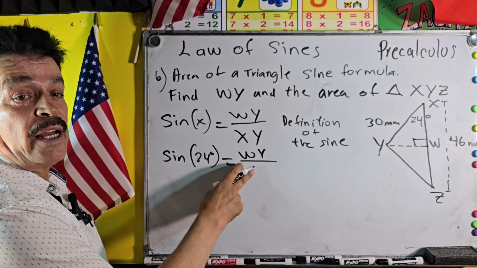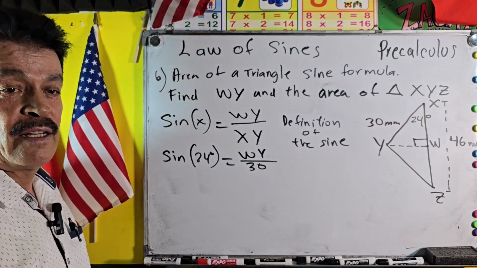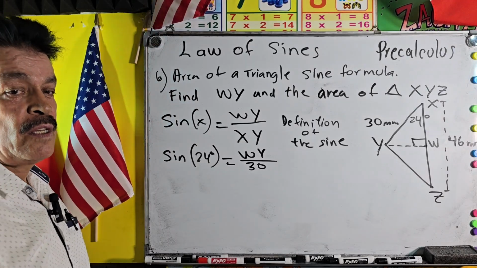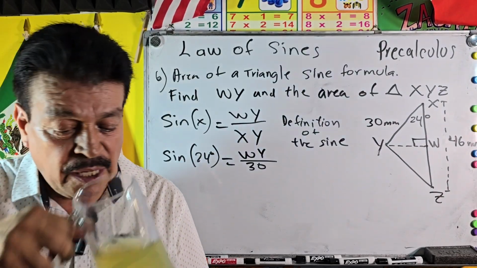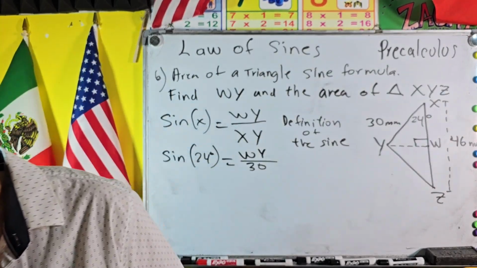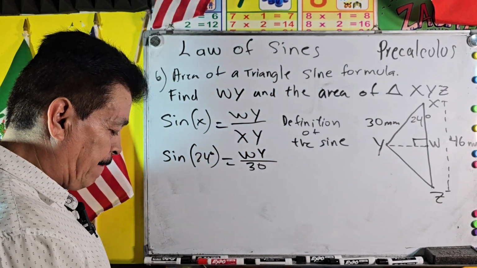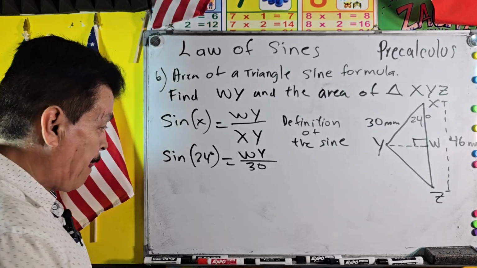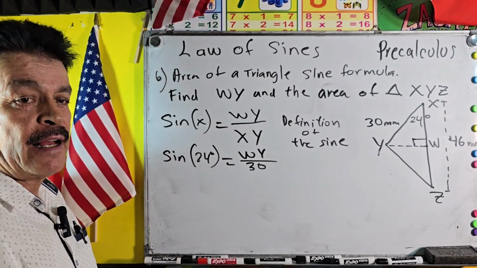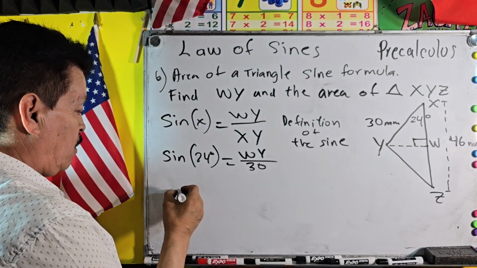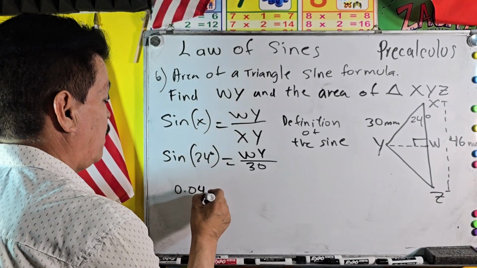How much is XY? Right here, XY is 30, right? Now we have to use my calculator. Use the calculator and then find sine of 24. Sine of 24 is equal to 0.4067.